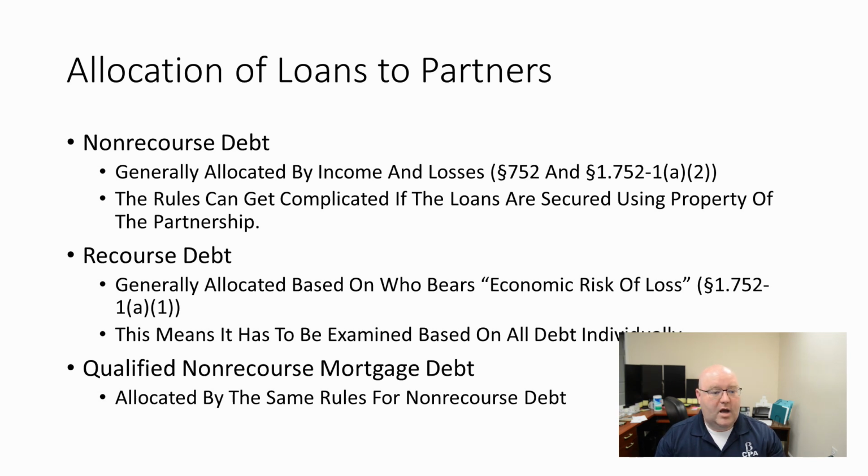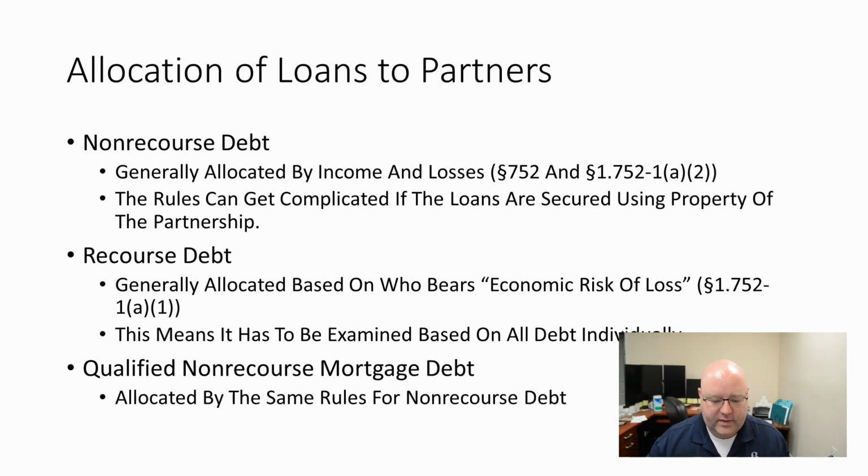It can get complicated if the debts are secured using property of the partnership. I'm not going to go too far into this because this video is going too long already, but that's kind of what they were saying. Recourse debt is generally allocated to the partner who bears economic risk of loss, and that's actually word for word from IRS regulation 1.752-2, subsection (a), paragraph (1).